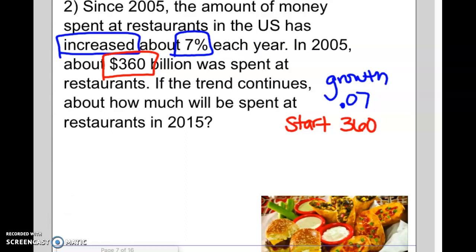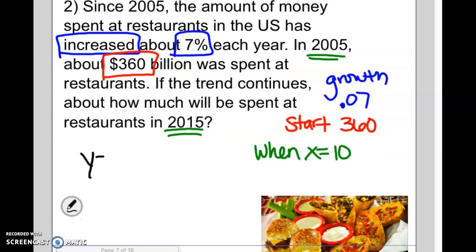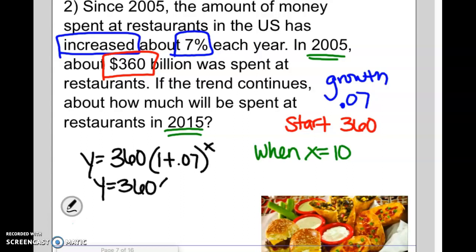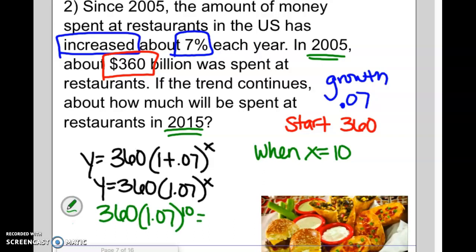We can write an equation from that. Another key piece is what x value are we looking for? From 2005 to 2015, we're looking for when x equals 10, so there's 10 years from there. My equation will be y equals, here's my start value, and it's going to be growth, so 1 plus 0.07 to the power of x. If we want, we can write it like this, 36 times 1.07 to the power of x. We're looking for when x equals 10, so we're going to plug that into the equation and get an output.